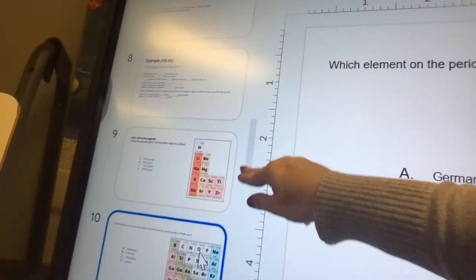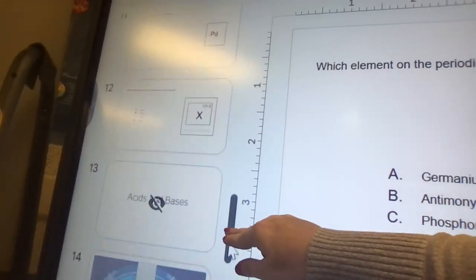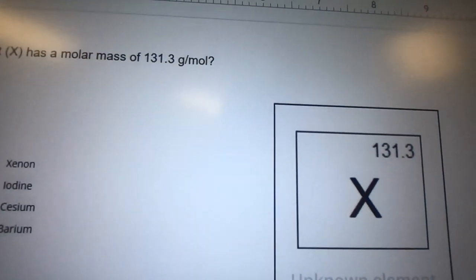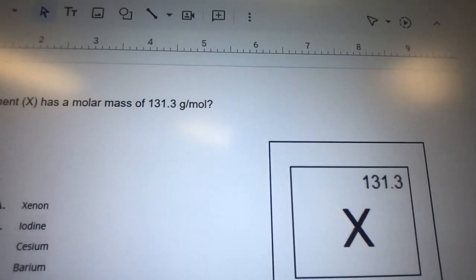For the next one, it's going to be the same. All of them are going to be the same. This is super easy, guys, but if you have any questions, I'll be here in class in case you need me. All right, good luck.